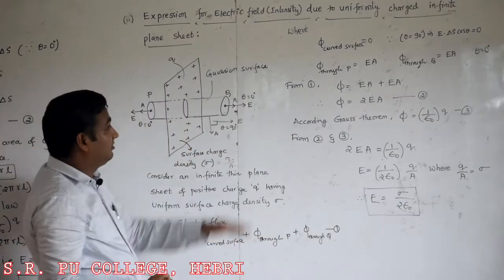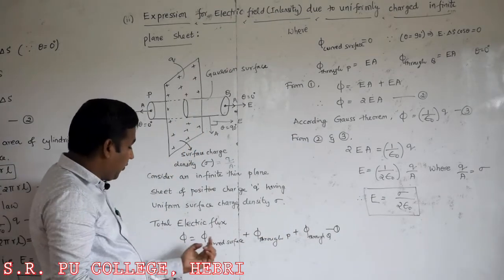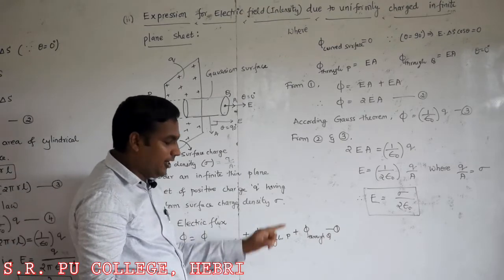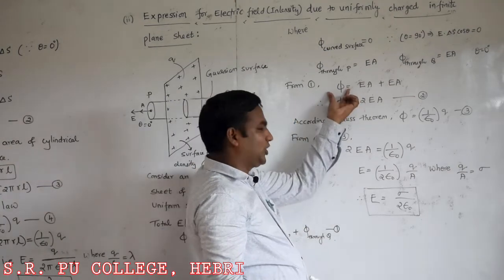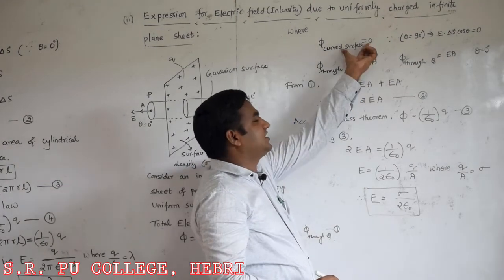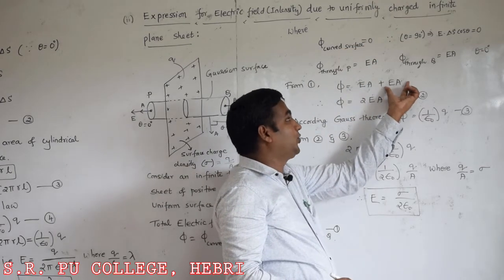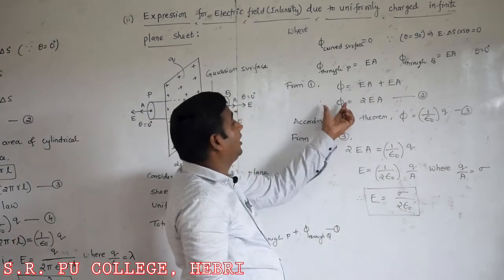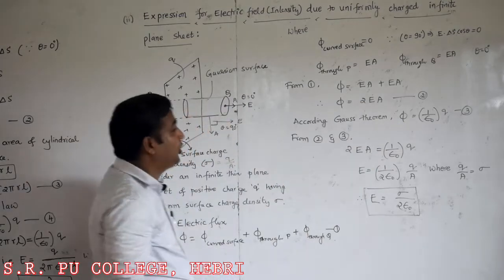By using these three expressions, equation 1, which was divided into three parts: flux through the curved surface, flux through P, flux through Q, becomes: flux is equal to 0 for the curved surface, E A for P, and E A for Q. It becomes E A plus E A. Automatically flux is equal to 2 E A. We assume that is equation number 2.